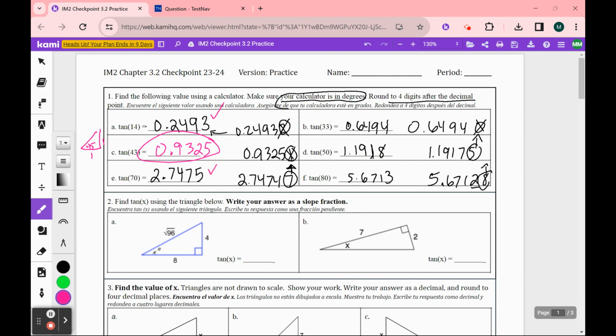70, I've got a number greater than 1. I think that sounds good. 33, number less than 1. 50, a number close to 1. And 80, a number greater than 1. I think all of those make sense. Let's keep going.